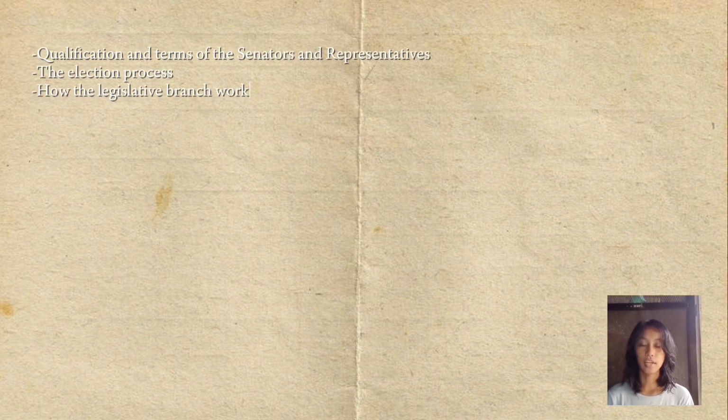Now I'm going to discuss Article 6 of the 1987 Philippine Constitution, focusing on the qualifications and terms of the senators and representatives, the election process, how the legislative branch works together, and the system of checks and balances between the Senate and the House.